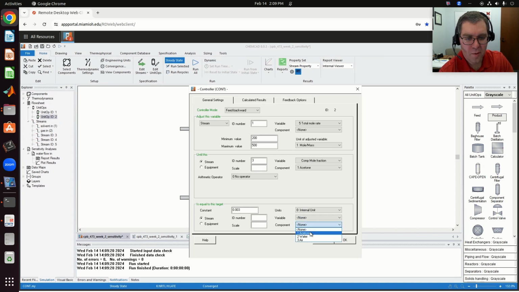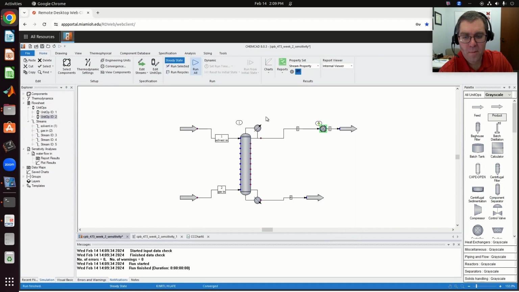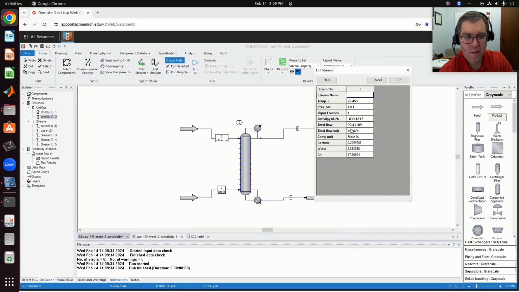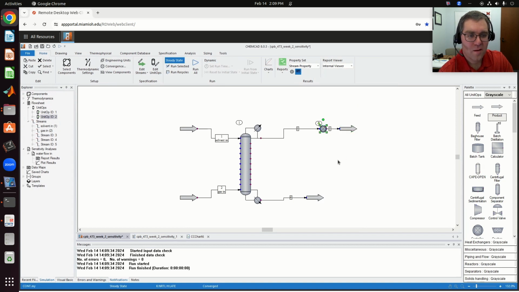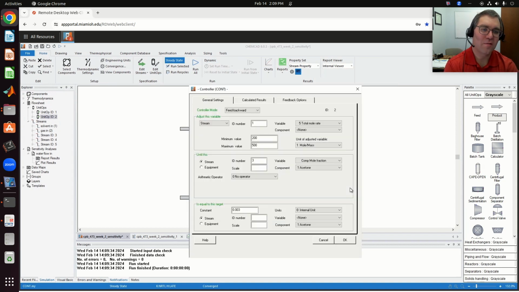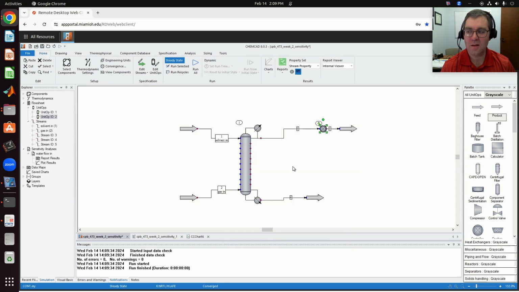And if I were to choose component acetone, run all, it works just the same. But when I did change the unit of stream 3, it did change. So you need to be careful as you're setting these calculations up to make sure you're doing it all correctly. So that's the basic idea behind a controller.